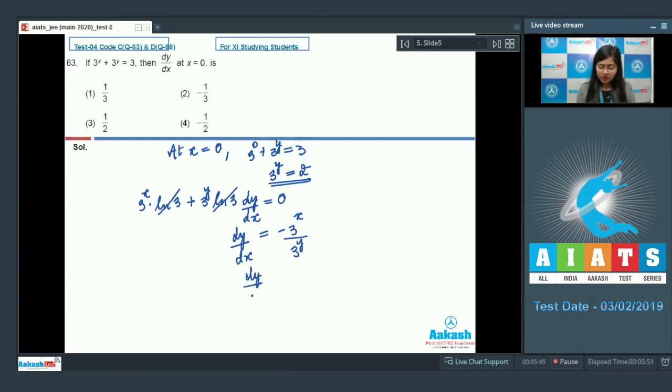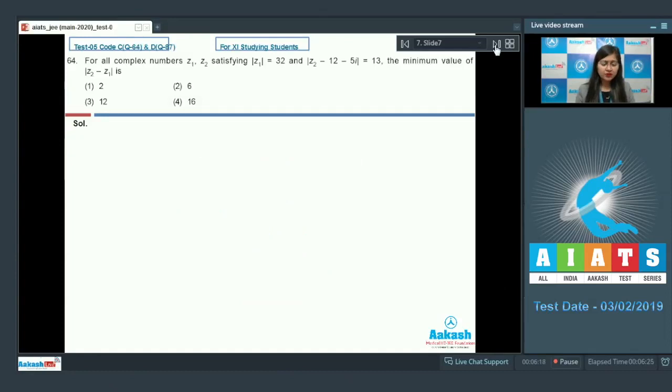Now, finding the value of dy by dx at x equal to 0, this will be equal to minus 3 raised to the power 0 upon... Now, at x equal to 0, we have already found out that the value of 3 raised to the power y is 2. So, this can be rewritten as minus 1 upon 2, right? So, the correct answer is option number 4.